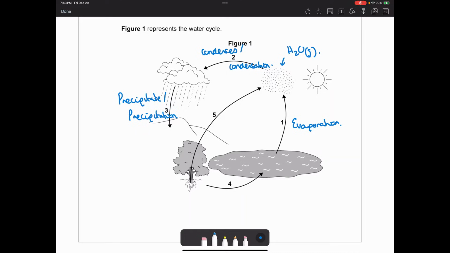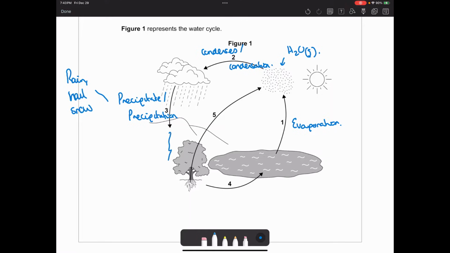as rainfall. Now, it might ask you, what are the different types of precipitation? Obviously, you've got rain, but what other forms does water come down from the clouds? Well, it could be hail, or it could be snow. They're all forms of precipitation.